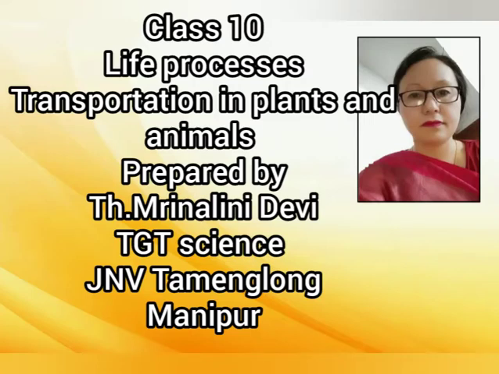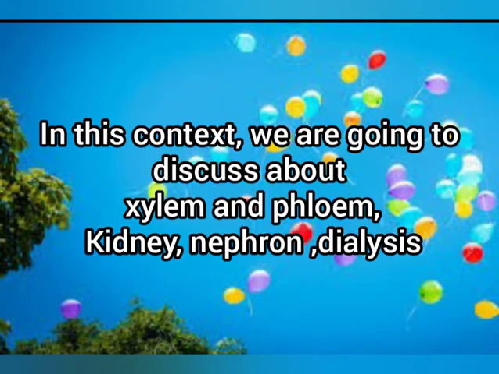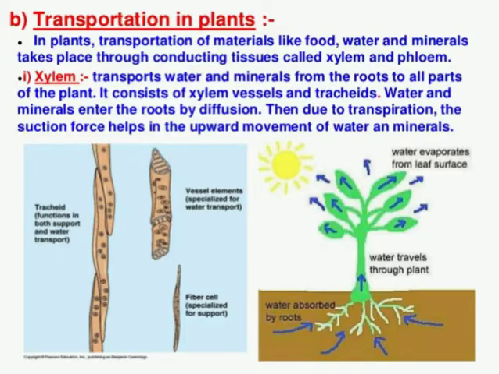Let's discuss life processes, transportation in plants and animals. In this context, we are going to discuss xylem and phloem, kidney, nephron, and dialysis.